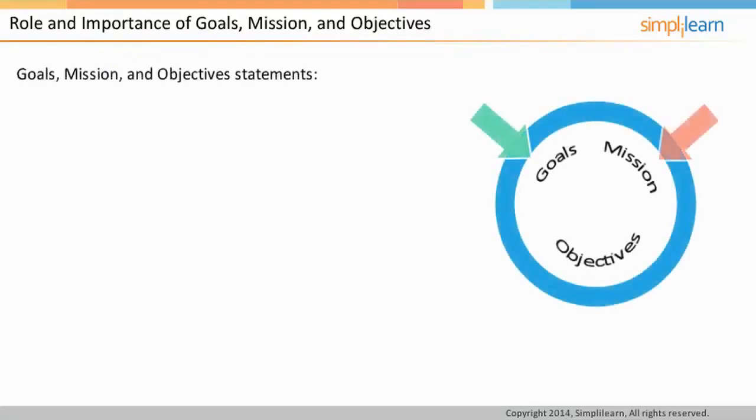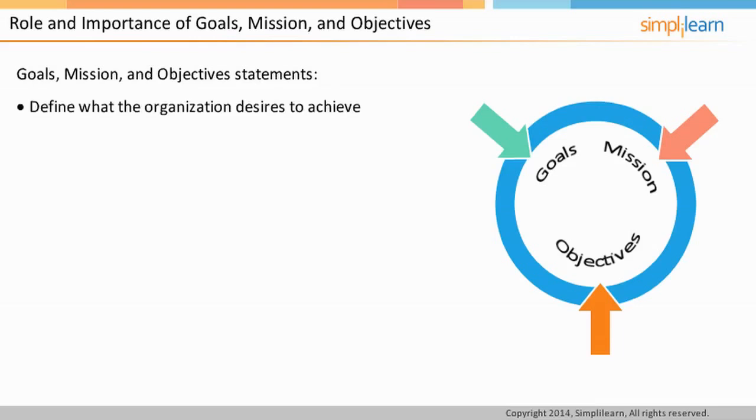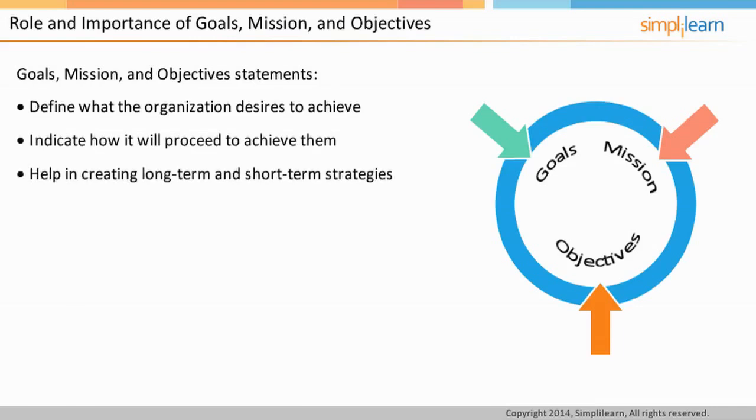Let us begin with the goals, mission, and objectives of an organization. Goals, mission, and objectives are statements that define what the organization desires to achieve. They also indicate how the organization intends to achieve them. These statements help organizations create long-term and short-term strategies. Once goals, mission, and objectives have been identified, it becomes easier to align information security to organizational goals and protect organizational assets.